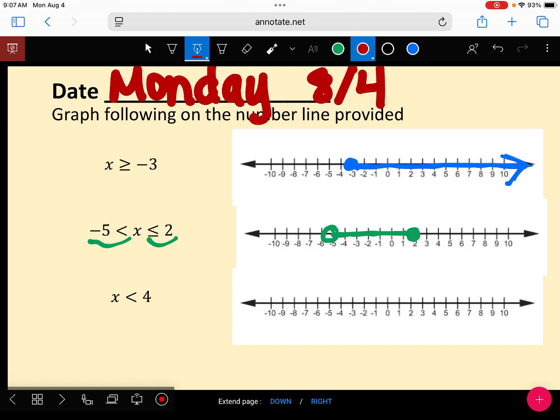The last one is x is less than 4. We have an open circle on the 4. If it's less than, that means it goes to the left.